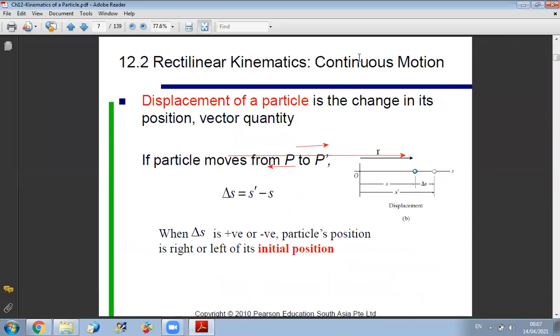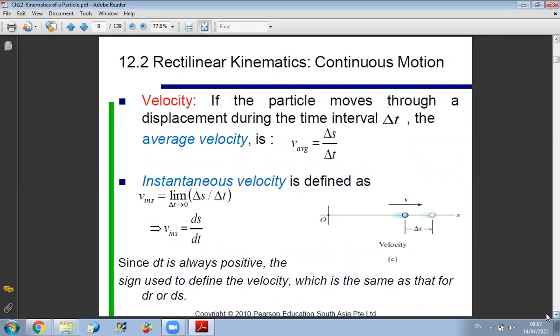Now, what is displacement? The displacement of a point is the variation in its position. So delta S represents, between two positions 1 and 2, delta S is S2 minus S1. Now, concerning velocity, we have several definitions for velocity. We have the average velocity, we have the instantaneous velocity. The average velocity is simply delta S over delta T. So if you move from one point to the other and we ask you what is the average velocity, just take S2 minus S1 over delta T.